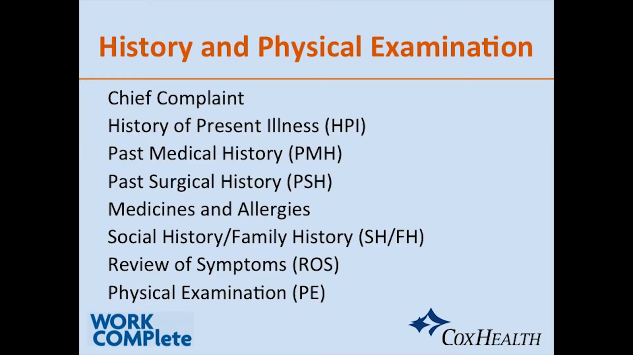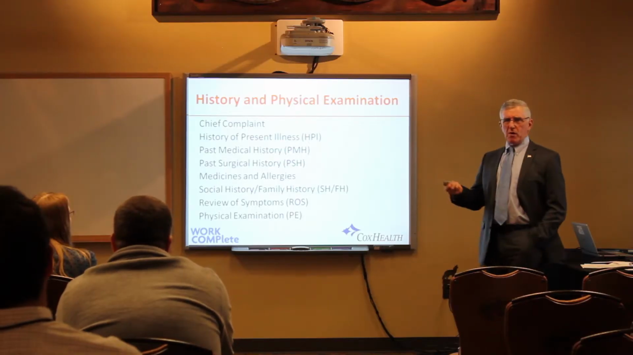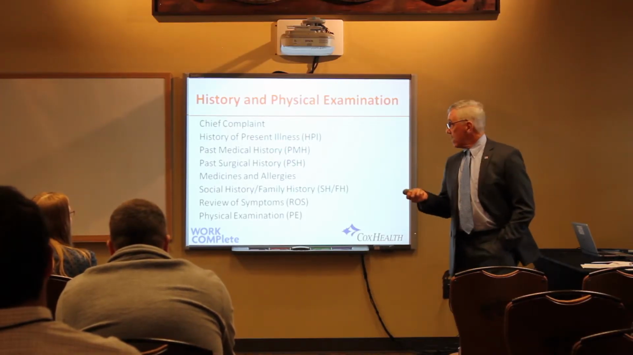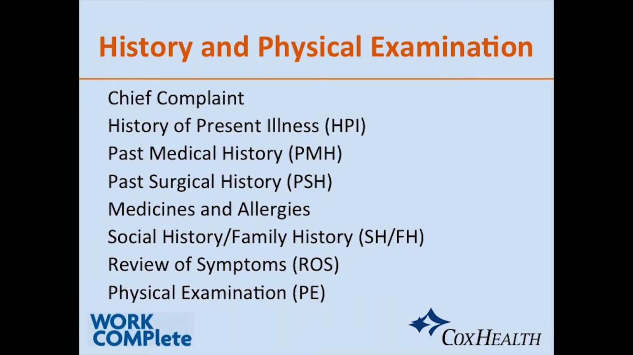And I think I'm talking to most people who know what that is, but in case you're not, I'm just going to go over this very quickly. A history and physical contains these parts. There's always a chief complaint. What brings a patient to you? How did the patient get to the point where he had to go see it? That's the history of present illness. What problems have they had in the past? What surgical problems have they had? What medicines and allergies are they on? The social history and family history.